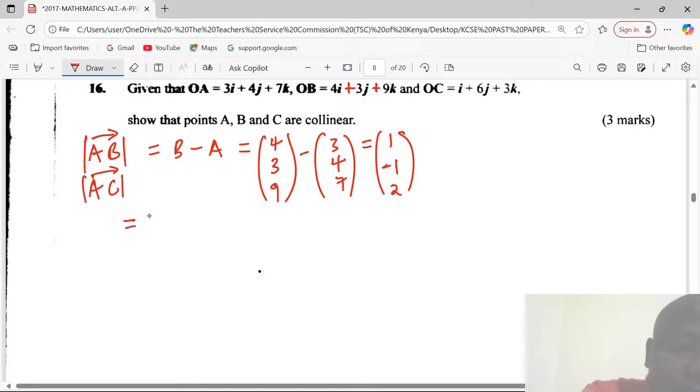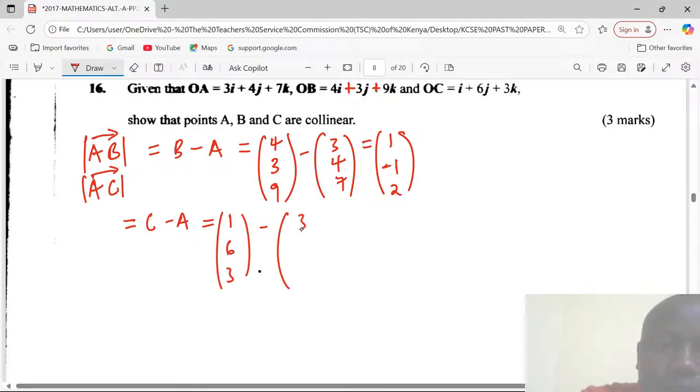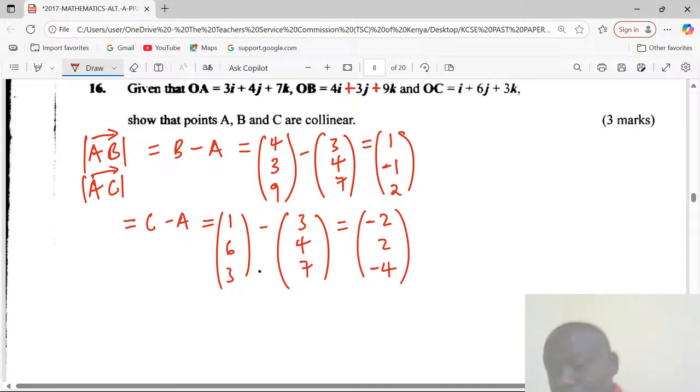What about vector AC? We need C minus A. So C is 1, 6, 3. Then we subtract A, which is 3, 4, 7. This is going to be negative 2, this is going to be positive 2, and this is going to be negative 4. That way. So now we check whether these vectors are related in any way.